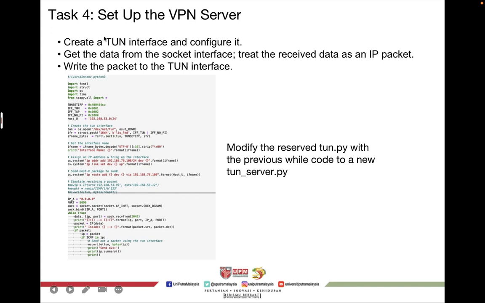Task 4 is to set up the VPN server. First create a TUN interface and configure it, and get the data from the socket interface and treat the received data as an IP packet, and then write the packet to the TUN interface. So modify the received tun_server.py with the previous code into a new server program.